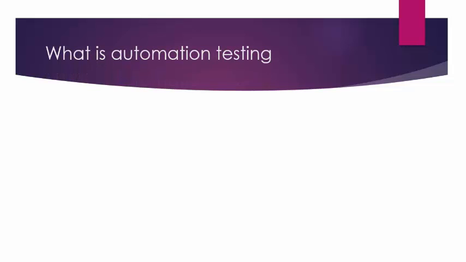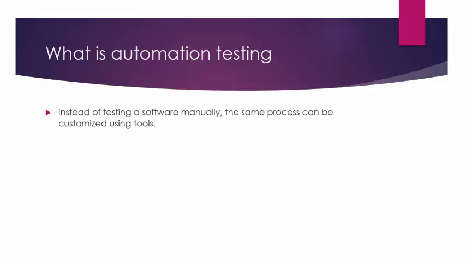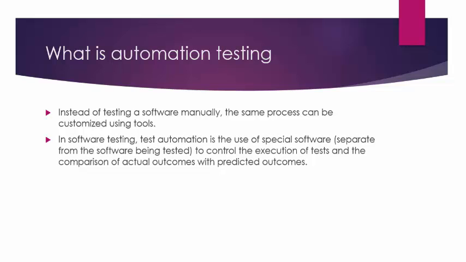So what is automation testing? Basically, testing involves a lot of processes, of which are manual testing and automation testing. Manual testing, as the name says, means one can test an application manually, which will need a lot of resources and a lot of time to test the entire application. Instead of testing an application manually, the process can be customized using tools, which is called automation testing.